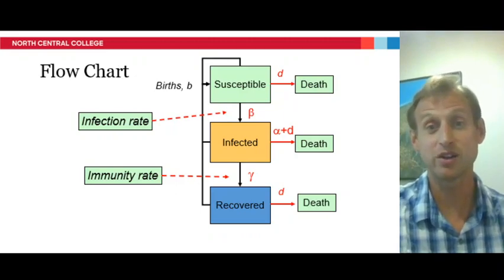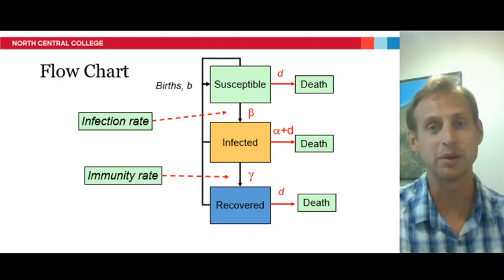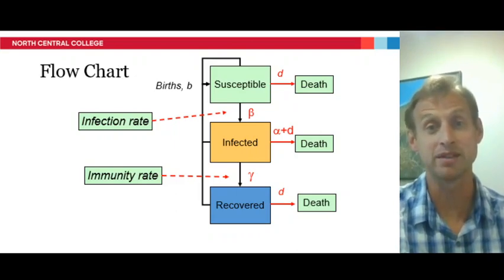If you're infected, there are 2 things that can happen to you, actually 3 things. You can die for 2 reasons. You can die from natural causes, D, or you can die from the infection, and so there's alpha. Again, that's going to vary a lot from disease to disease. A normal cold, that's going to be really low, but we're learning right now at least some percentage of the people who get this novel coronavirus will die from that disease.